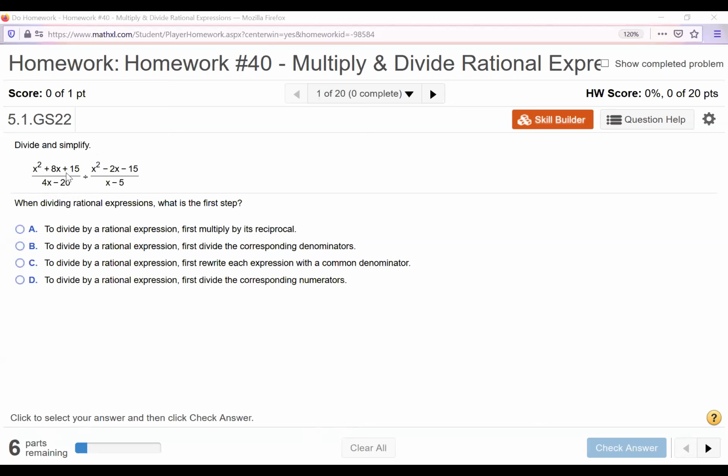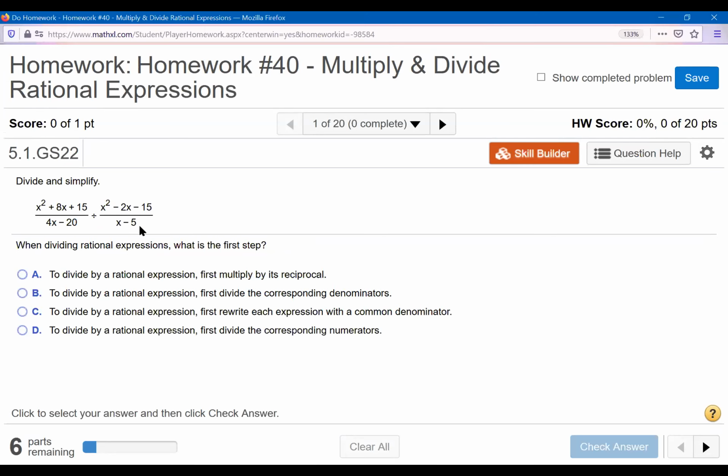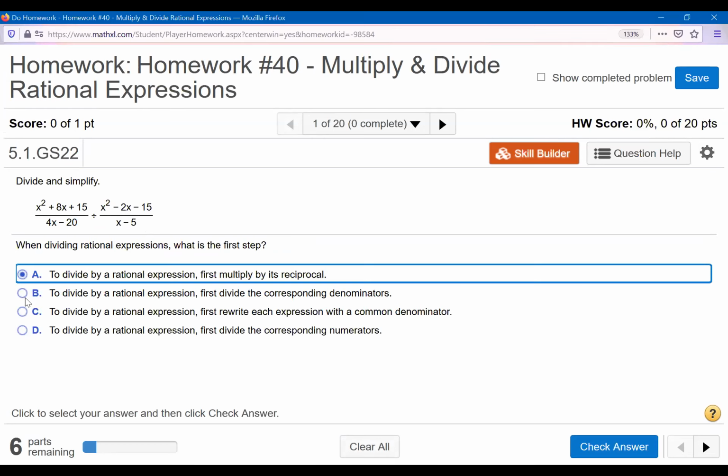x squared plus 8x plus 15 over 4x minus 20 divided by x squared minus 2x minus 15 over x minus 5. Okay, so the first question says, when dividing rational expressions, what is the first step? So let's read the choices. To divide by a rational expression, first multiply by its reciprocal. Yeah, I think that sounds right, actually. But I'm going to read the other choices just to be sure.